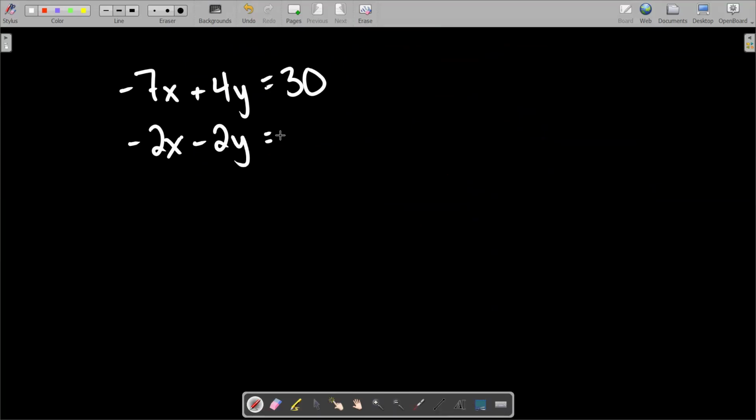Let me put it up here and then you can look at it and then you'll be able to answer that odd question. So here's example number 2. So we have negative 7x plus 4y equals 30. And then we have negative 2x minus 2y equals 18. What changed? What changed? There's a significant difference between this and the one we just did.